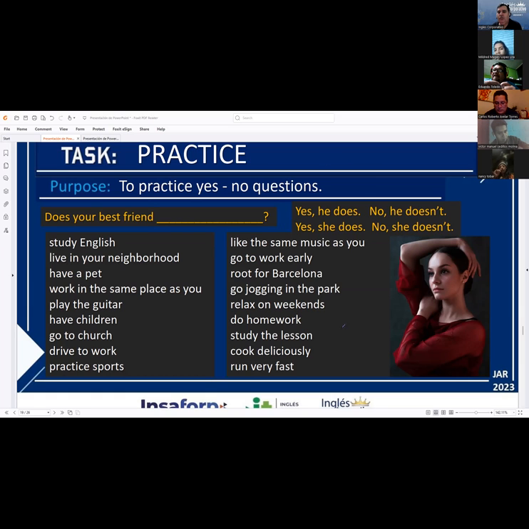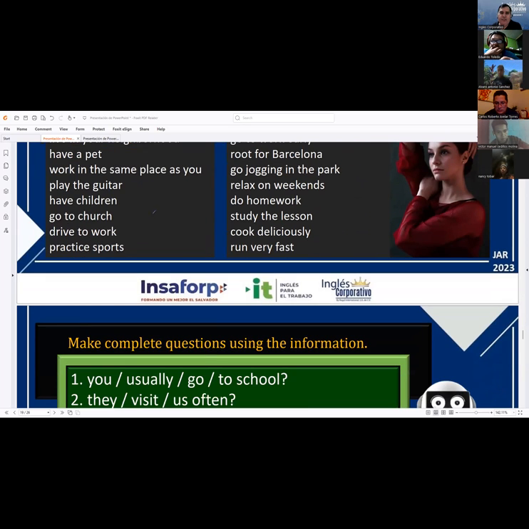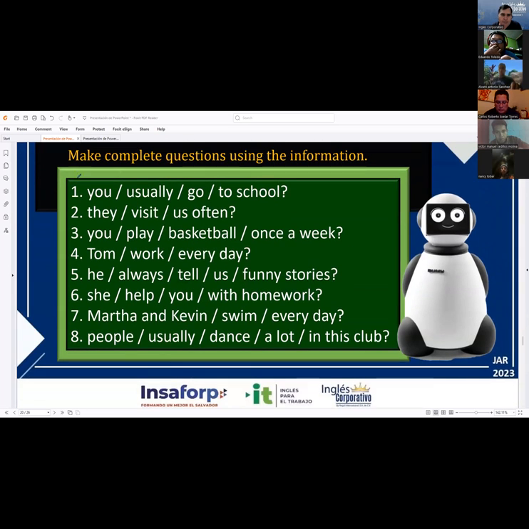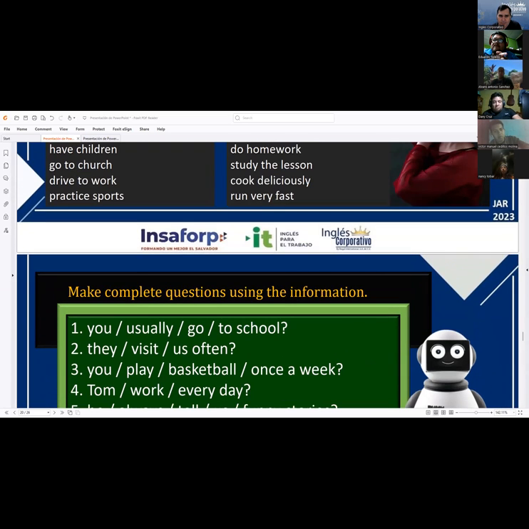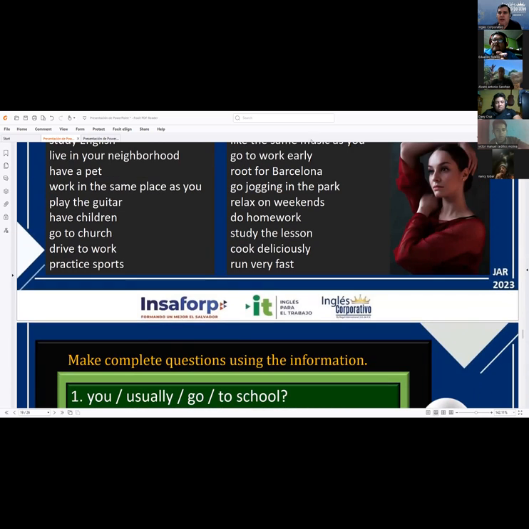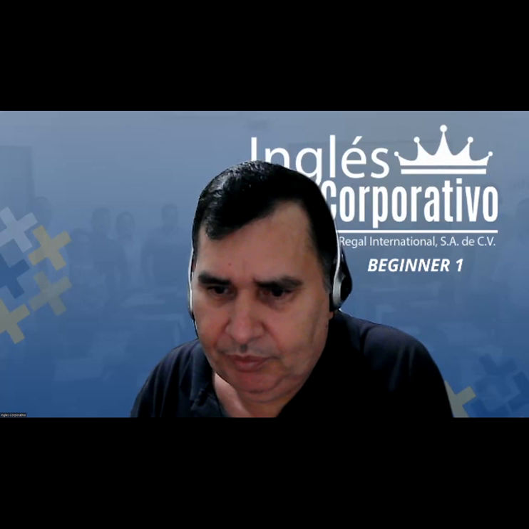Okay, excellent. Let's go to the groups and practice asking and answering the questions. When you finish this one, make complete questions. Example: you usually go to school. What's necessary for the question? Do, right? Do you usually go to school? They are very simple questions. Let's go to the groups and do them. The groups are opening. Please join, my friends.